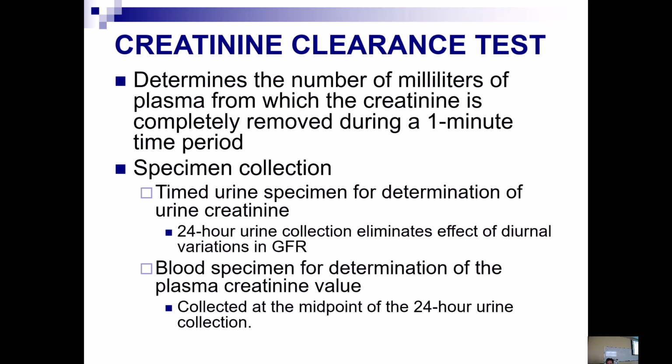So this is a 24-hour urine creatinine test. We do a 24-hour urine collection, and by doing the 24-hour collection, it eliminates any diurnal variations in the glomerular filtration rate. We collect a blood specimen in the middle, at the midpoint of the 24-hour urine collection, to determine the plasma creatinine value to compare it to the urine.